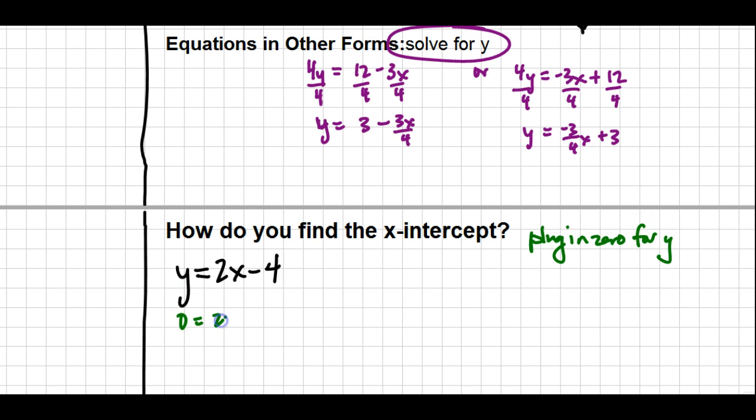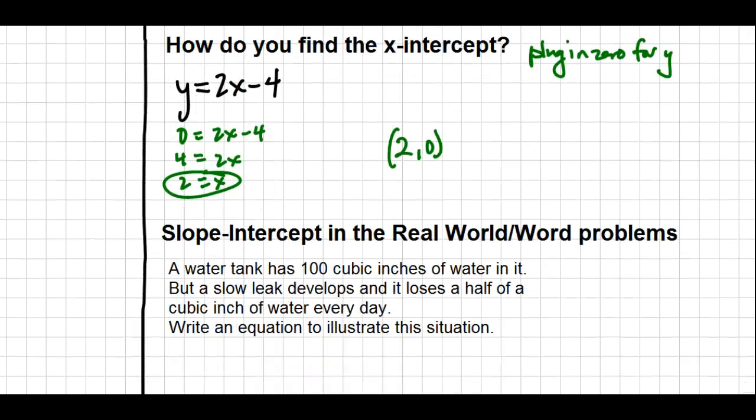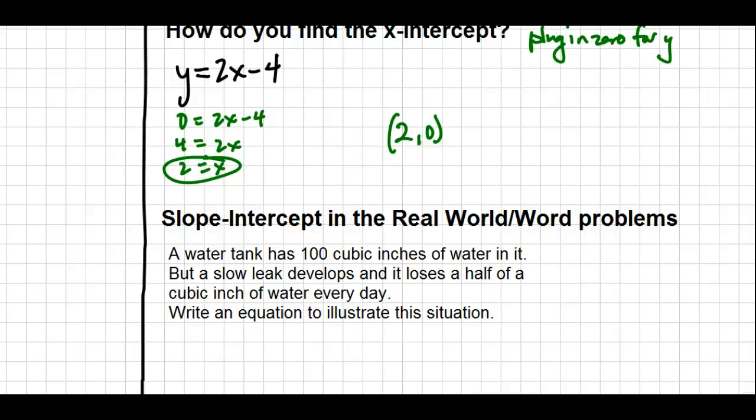So if we plug in 0 for y and now solve for x, we would add 4 to both sides, and then we would divide by 2, so x is 2. So that means our x-intercept now is the coordinate 2, 0. We plugged in 0 for y and we got an answer of 2 for x. Some students might be thinking by now, what do I need the slope-intercept equation for other than to graph easily? A lot of real-life problems involve a slope and an intercept. So let's take a look at this particular example.